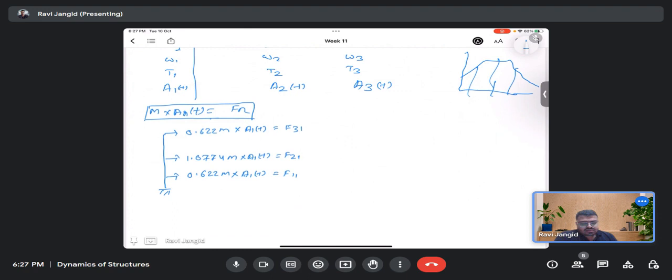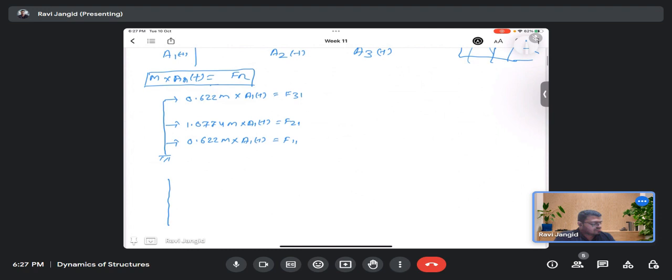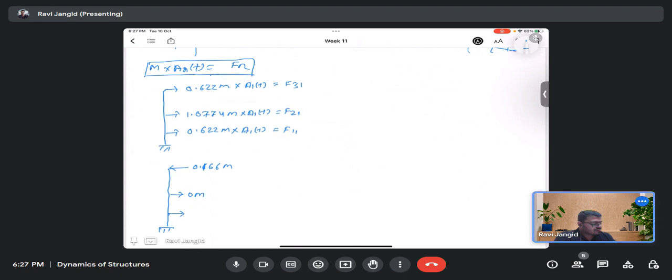Similarly for the second mode, I have 0.166 m, 0 m, and 0.33 m. If I multiply this with A2T, it will become F3, F2, F1 in the second mode.